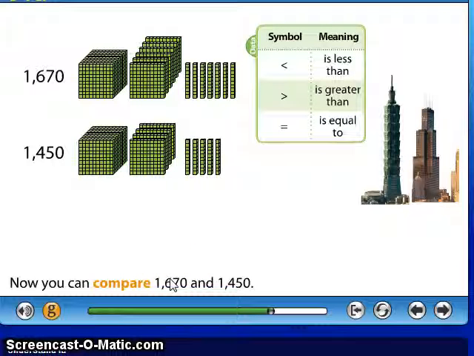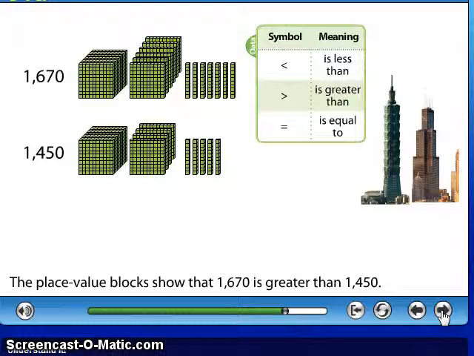In the hundreds place, you have a 6 and a 4. Those two numbers are not the same. One number is bigger than the other. Ask yourself, which number is bigger? And we all know, because we're all very smart, that the 6 is bigger than the 4. So 1,670 is greater than 1,450. So you should use this symbol right here, is greater than, to show that 1,670 is greater than 1,450.